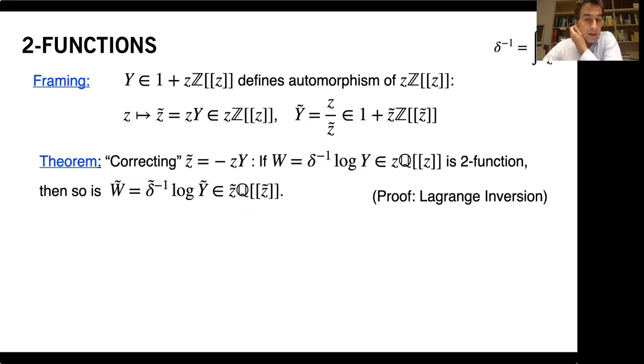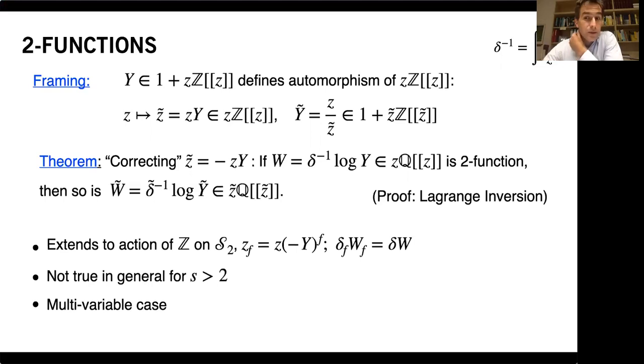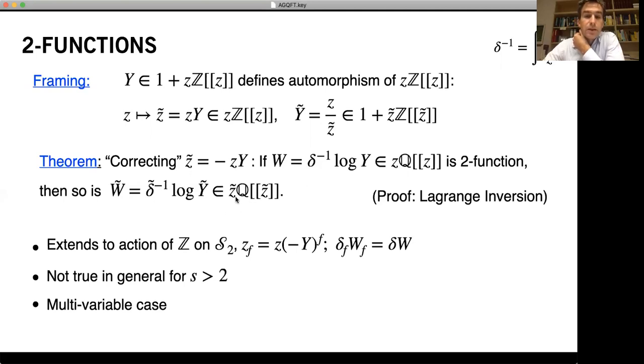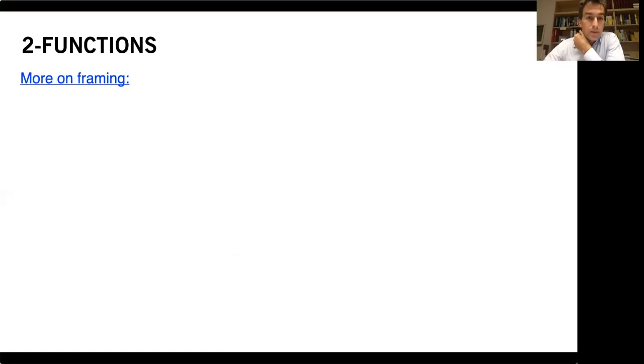So that kind of explains why 2 is special, because if you can integrate it more than once, then the framing doesn't work, okay? You can extend this to an action of the integers, you can go to multivariables, and we'll not tell more about this, okay? I want to, well, let's say maybe a little more on this.